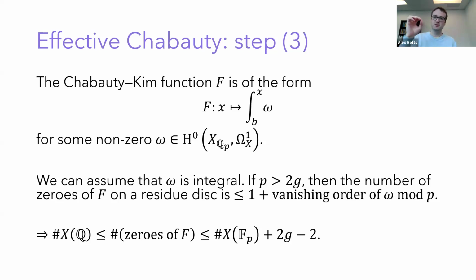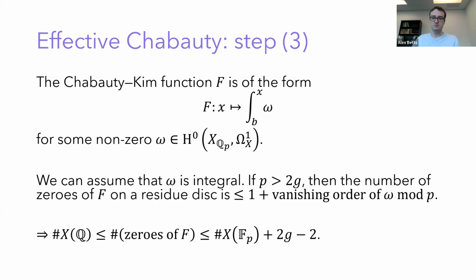And then if I have some point on the special fiber, the set of points which reduce to that is the residue disk of my point. And the number of zeros of this Coleman function F on that residue disk turns out to be at most 1 plus the vanishing order of omega, of the reduction of omega at that point on the special fiber.